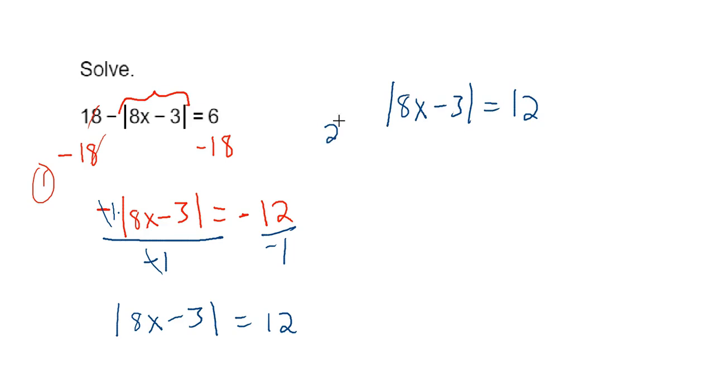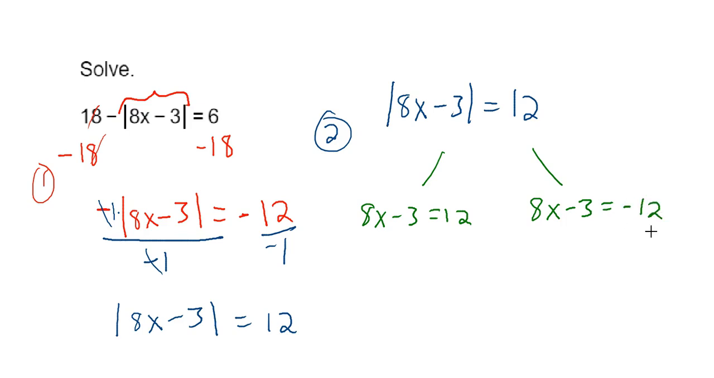So step 2 is to split this into 2 equations. So you have to do this part first, get the absolute value by itself first before you can split it up like this. The first equation will be an exact copy of the original, but without the absolute value. The second equation, the left-hand side stays exactly the same, and all we do is change the right-hand side from positive 12 to negative 12.